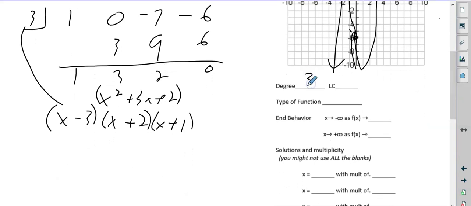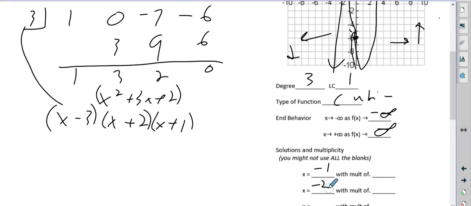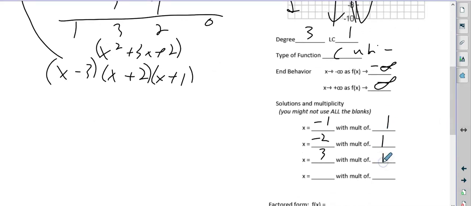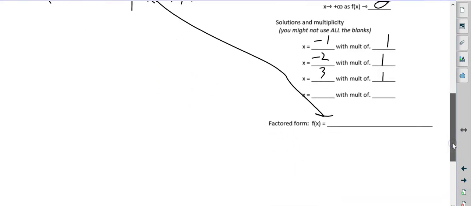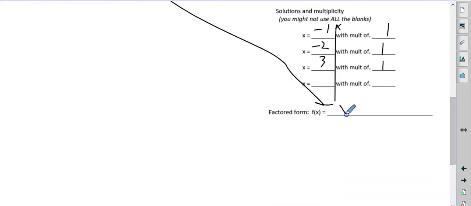So again, this is a 3. Lead coefficient is 1. It's a cubic. As it goes left, it goes down. As it goes right, it goes up. And my 3 numbers are negative 1, negative 2, and positive 3. They all go through, so it's 1. And that goes right down here. Don't know why my thing is freaking out. X plus 1, x plus 2, x minus 3.